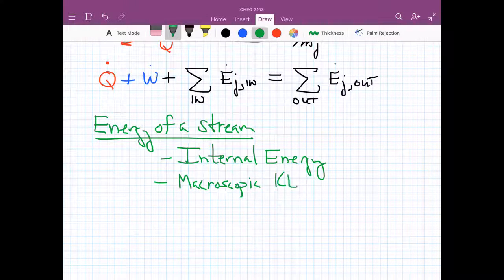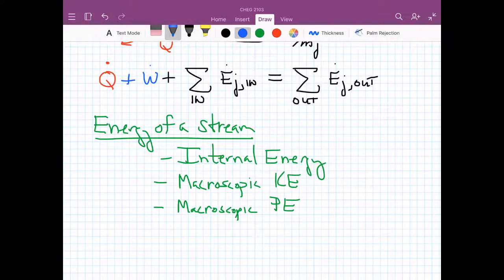KE, kinetic energy. A mass of fluid moving at a certain velocity has a given kinetic energy. And it also is going to be comprised of what we'll call macroscopic potential energy. So a massive fluid in a gravitational field at a certain height above or below some reference line is going to have a certain amount of potential energy.